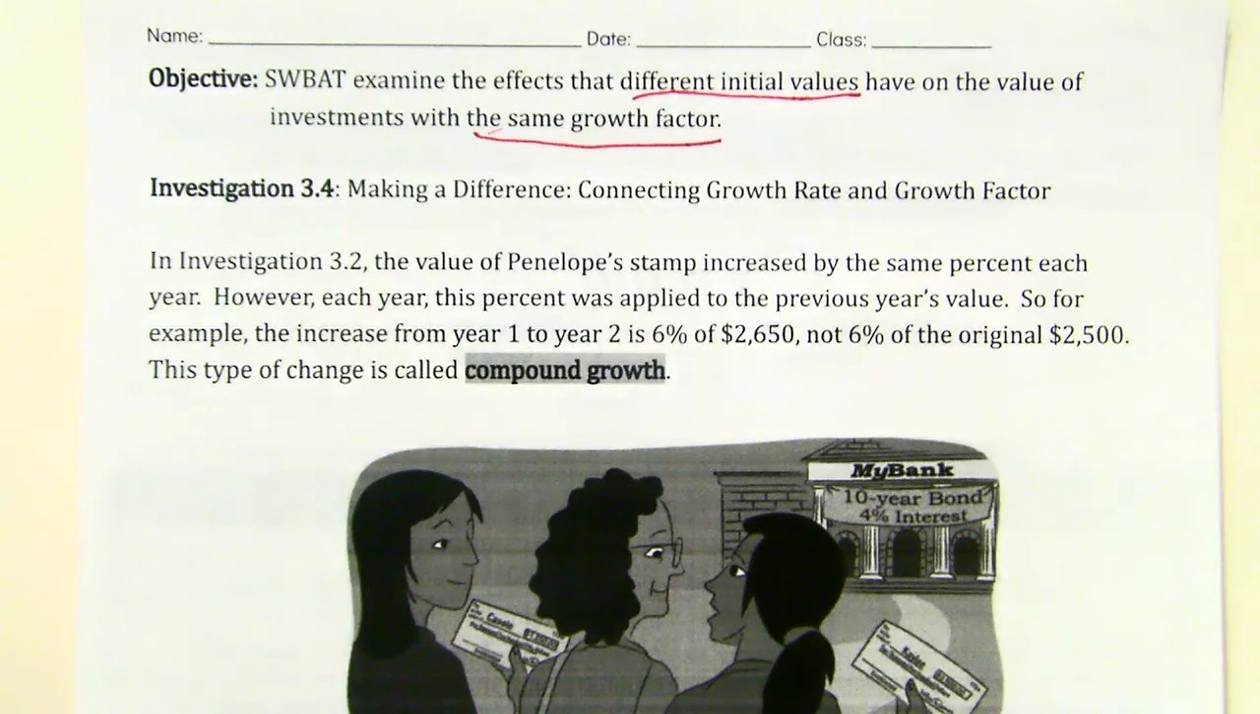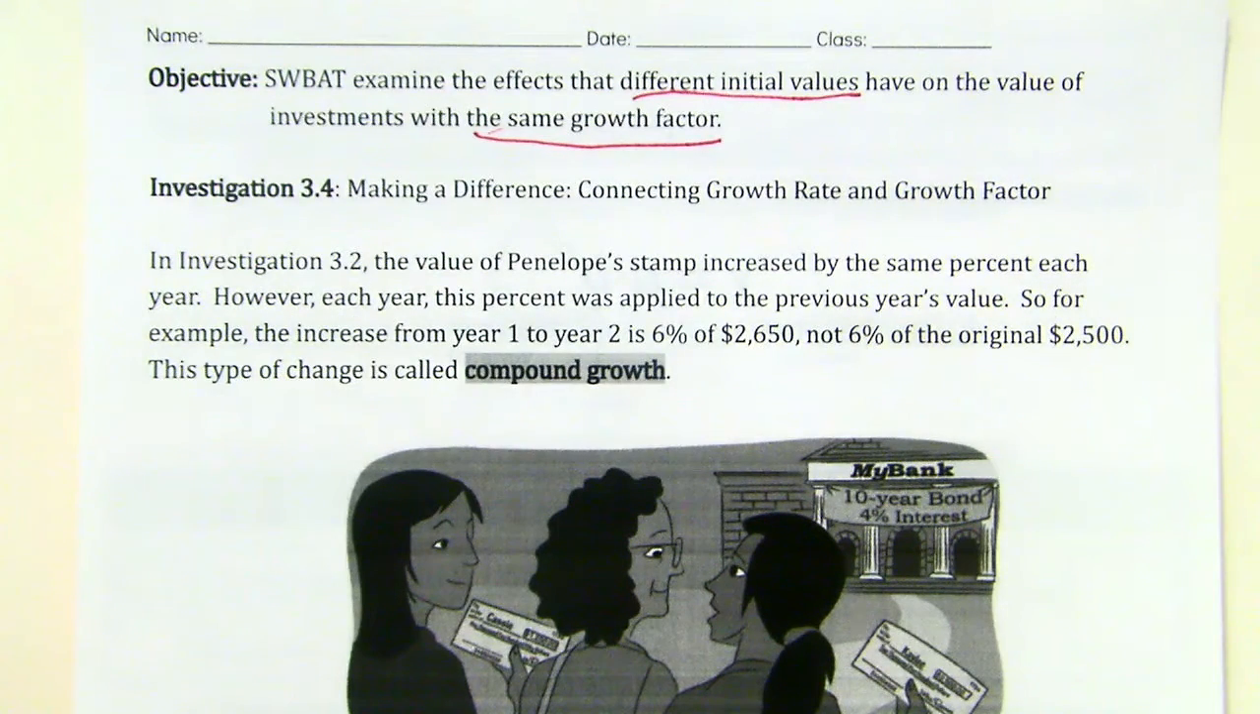Our objective for today is that students will be able to examine the effects that different initial values have on the value of investments with the same growth factor. So we're going to look at two examples of an investment of money over time that has two different initial values, but the growth factor is the same for both of those.